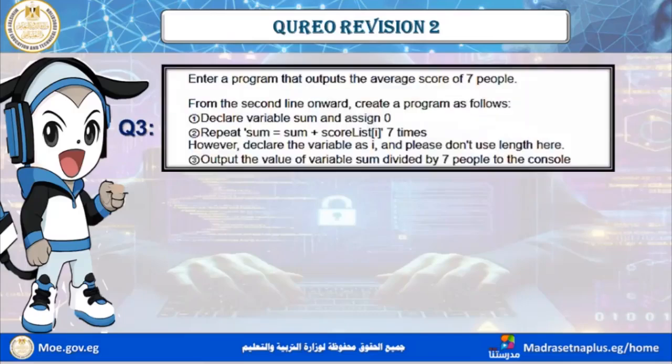Enter a program that outputs the average score of 7 people. We have 7 people, all of them have scores, and we want to get the average score. So we have to first declare a variable sum and assign 0 to it, and then repeat the statement sum is equal to sum plus score list of I 7 times. However, declare the variable as I, and please don't use length here. Output the variable of sum divided by 7 people to the console. Let's start.